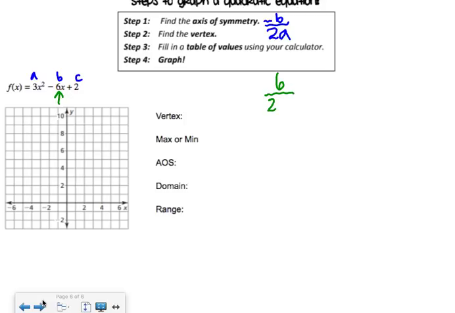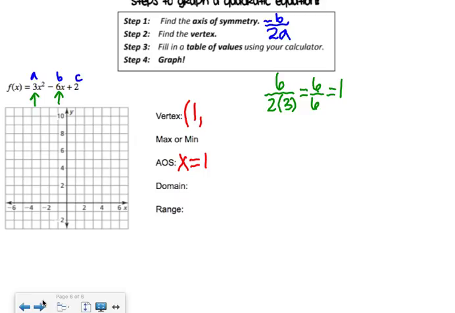All over 2 times, what's my a value? It's 3. And then if we simplify, we have 6 over 6, and 6 divided by 6 is just a 1. So I found our axis of symmetry is x equals 1. And I know that the x value of my vertex is 1. And again, how do I find that y value?